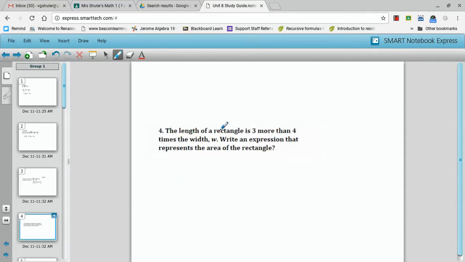Number 4, we have a rectangle. I'm going to draw that rectangle. Not very pretty, but I'll draw it. Okay, my rectangle. The length is 3 more than 4 times the width. Well, 4 times the width is 4w, adding 3 more. So the length is 4w plus 3. There's the 3 more. There's the 4 times. Here's your w.